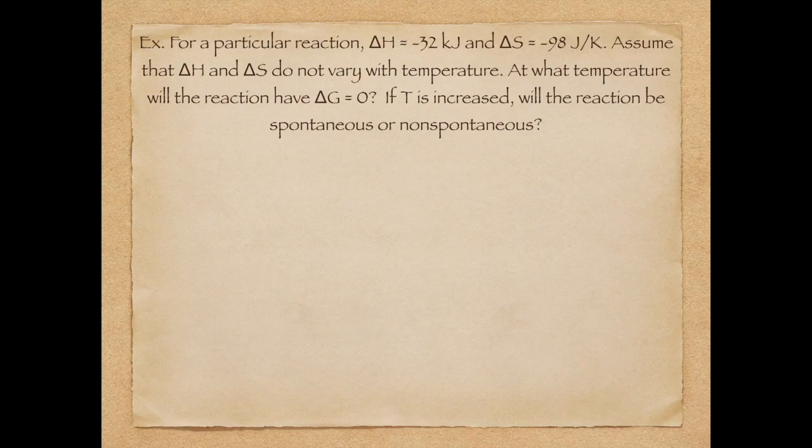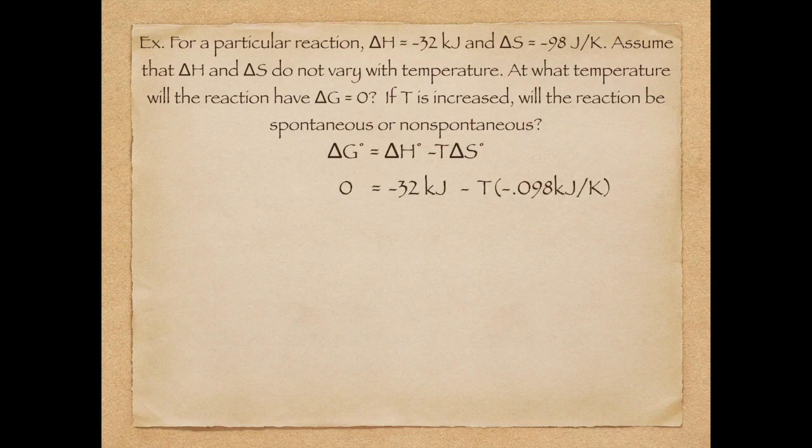So let's look at an example to make sure we understand what I'm saying. Here it gives you your enthalpy change and your entropy change, and it asks you at what temperature the reaction will have a delta G equal to 0. So I'm going to write this equation. I'm going to set my standard free energy change equal to 0. I know my enthalpy change is negative 32 kilojoules minus, I don't know what the temperature is, but I'm going to multiply that by my entropy change. Notice I converted my entropy to kilojoules versus converting my enthalpy into joules. And I'm going to just solve for my temperature. So when I solve this, the temperature I get is 330 Kelvin.